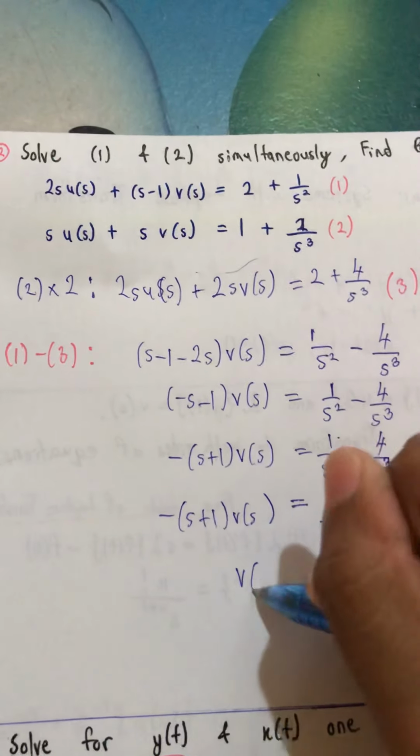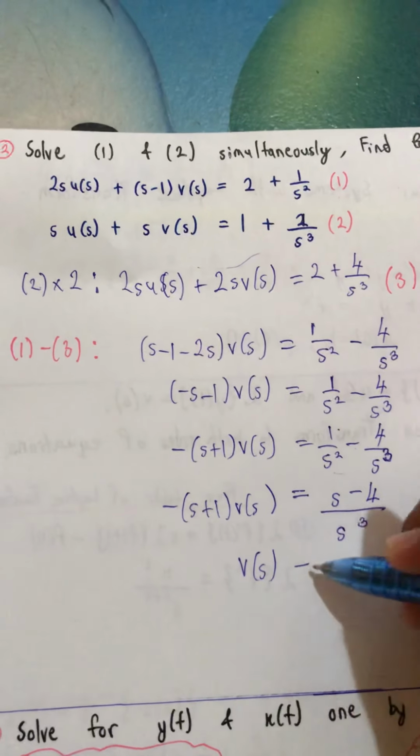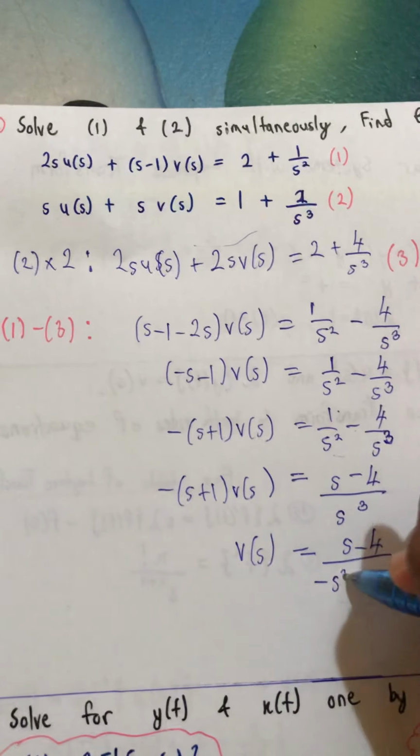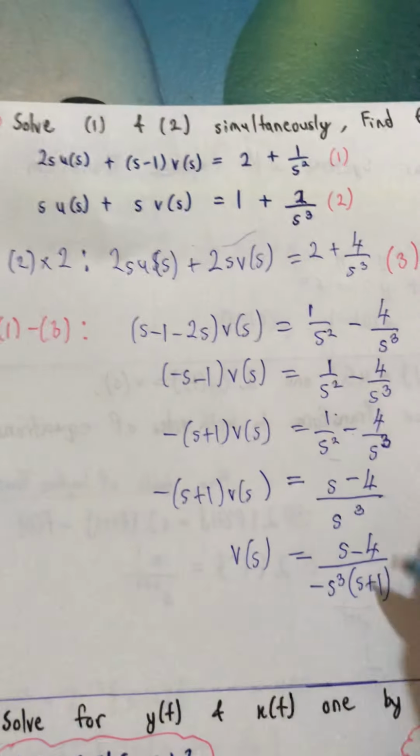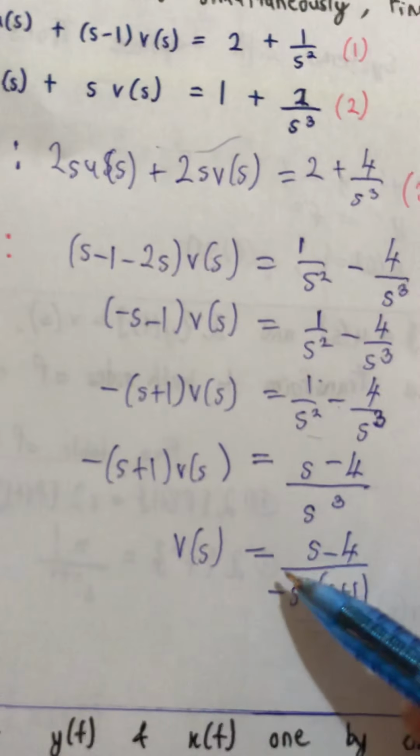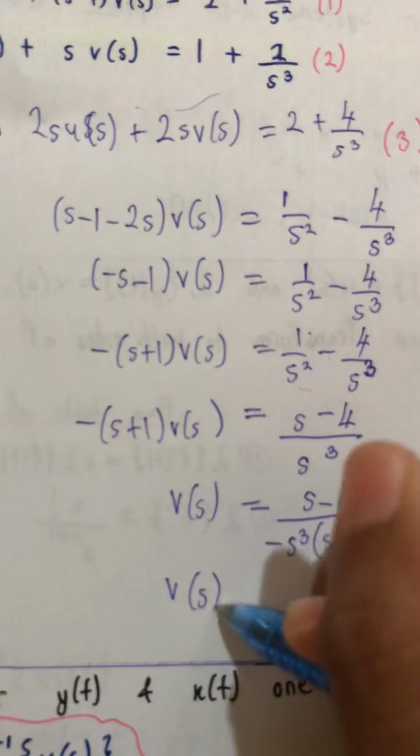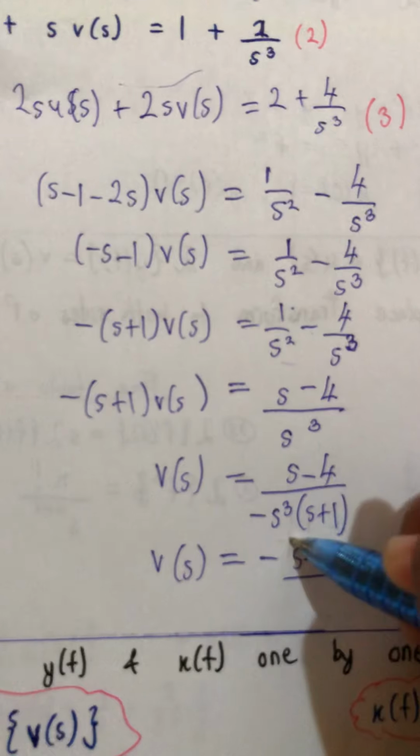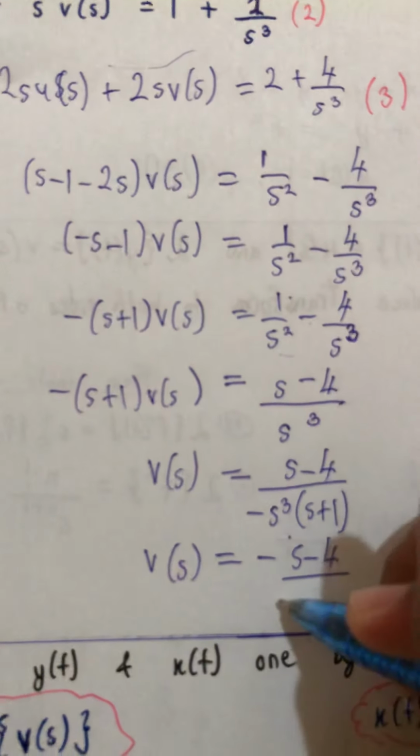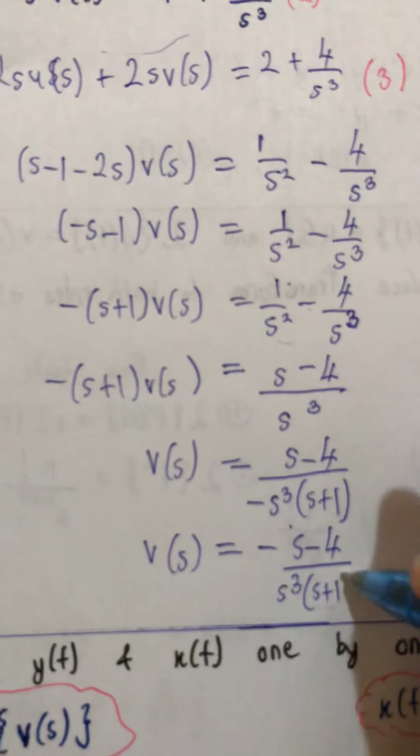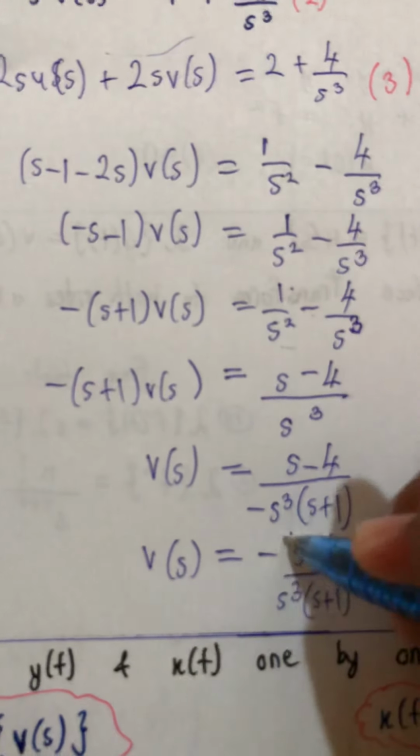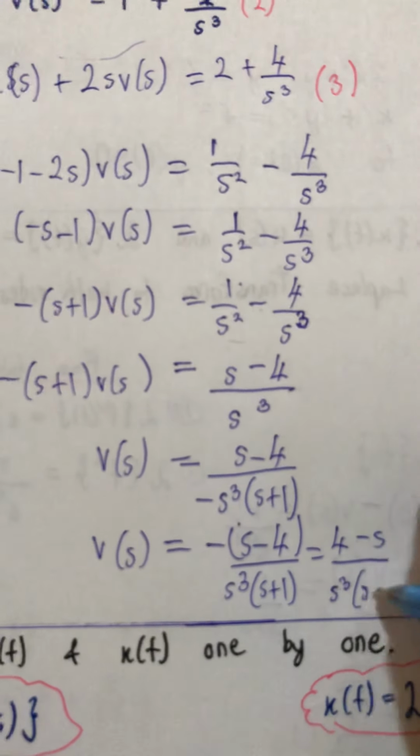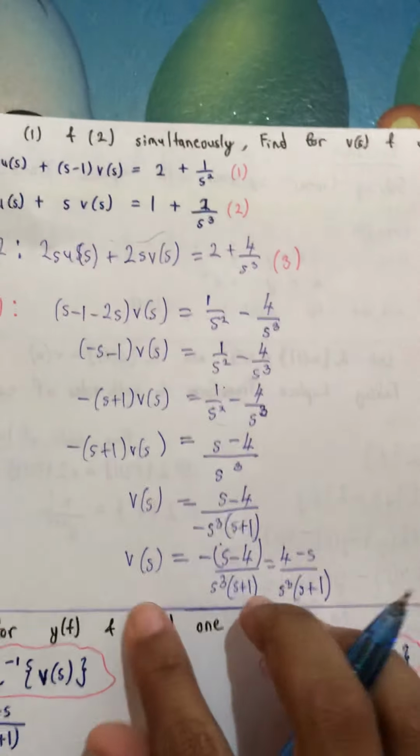Then we can find the vs. We move this side to this side, so we get equal to s minus 4 over minus s cube s plus 1. So the minus here we can move to the upper side, so we get vs is equal to minus s minus 4 over s cube s plus 1, actually equal to 4 minus s over s cube s plus 1. So here we get our vs.